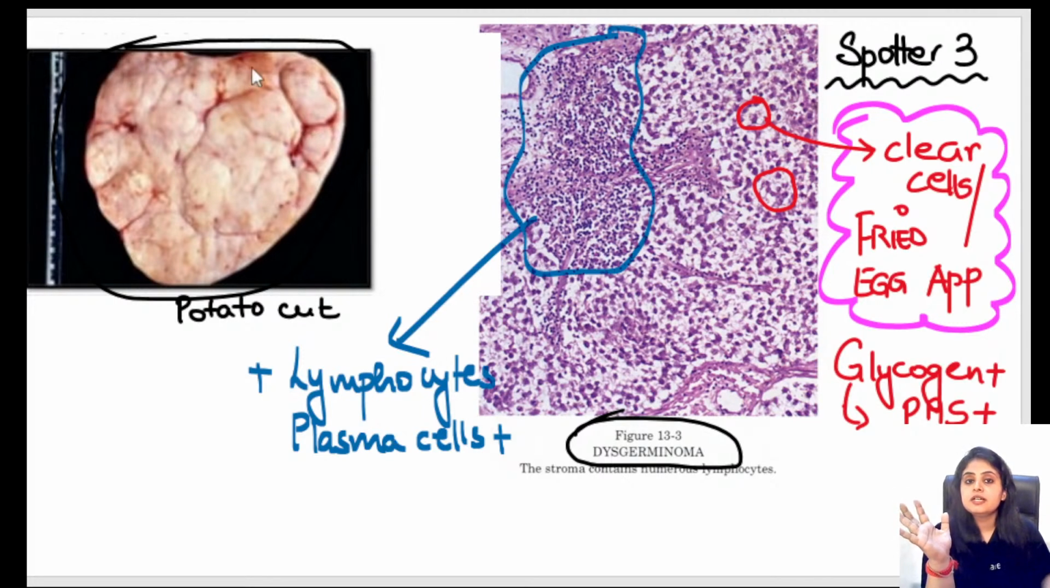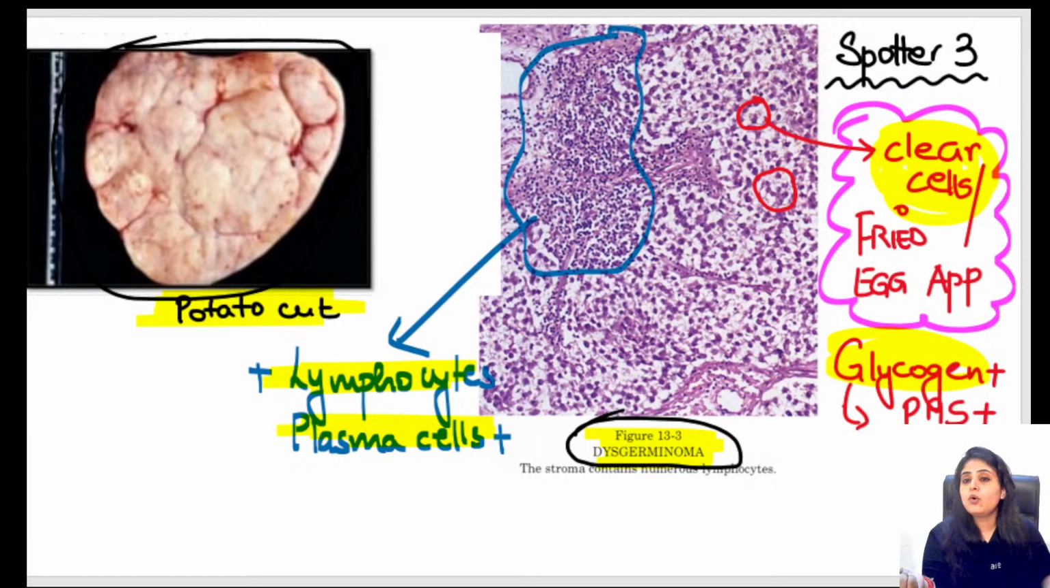So let's repeat. When I'm dealing with dysgerminoma, the gross appearance is a potato cut appearance. Microscopically, we get clear cells of fried egg appearance. Why? Because they contain glycogen. And which are the inflammatory cells that you see in abundance? Lymphocytes and plasma cells. I hope that is clear, because I can move on to spotter number 4.